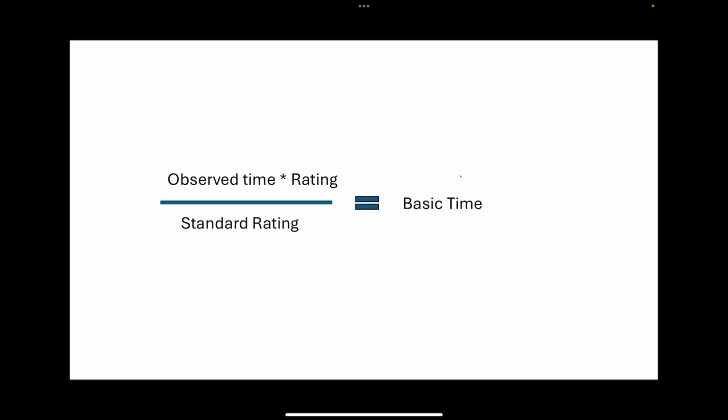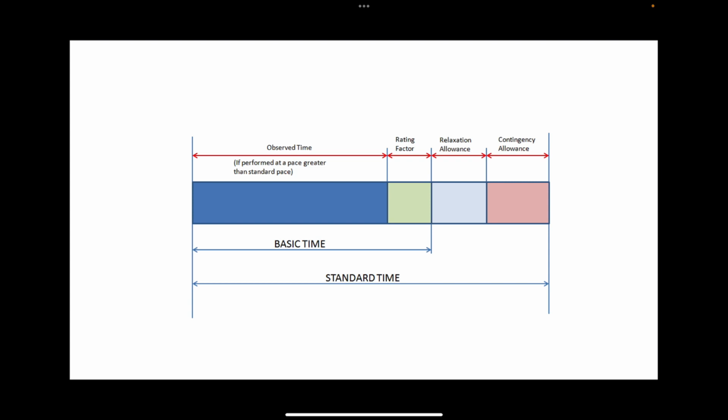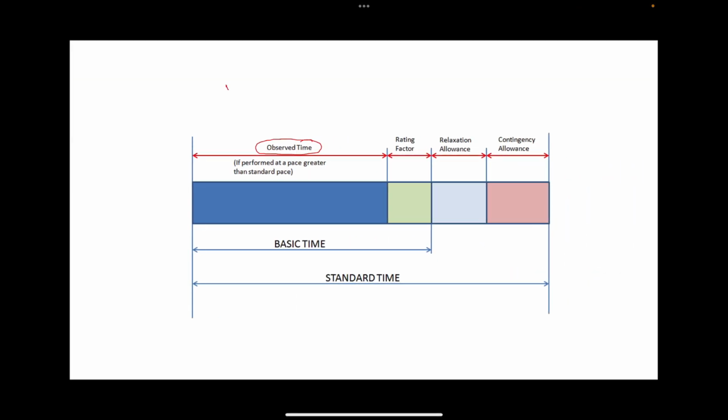So this is how you calculate the basic time. Combining all the observed times for the various elements, you multiply by the rating factor. From this picture you can easily understand what the basic time and standard time are. This is the observed time: for the various elements we take the time, t1 plus t2 plus t3.